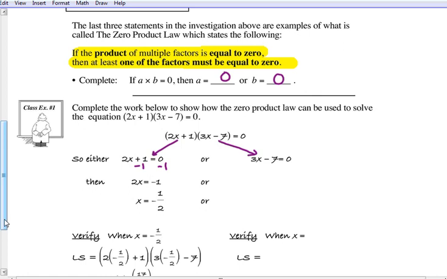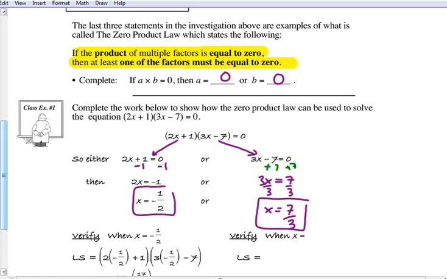Let's do the next one. What would be our first step? Add 7. So 3x equals 7. Yeah, get x by itself. Divide by 3. So x equals 7 over 3. So remember, over 3. There we go. Thank you. So notice the relationship between the sign and what x equals.